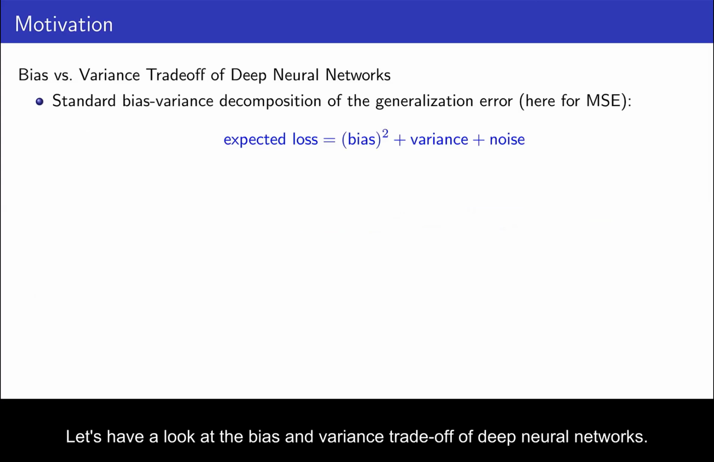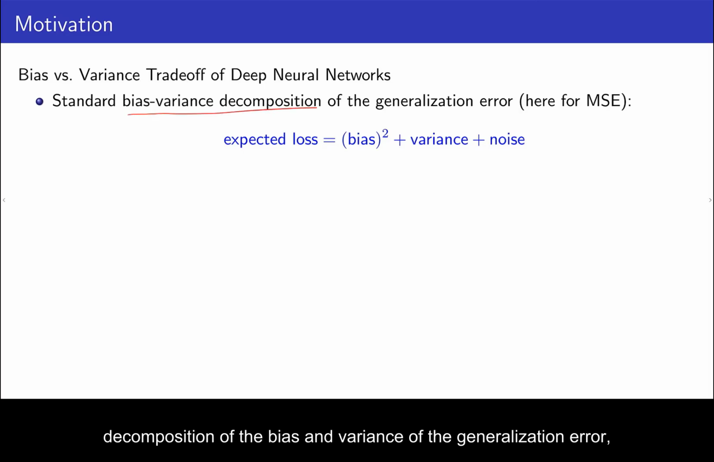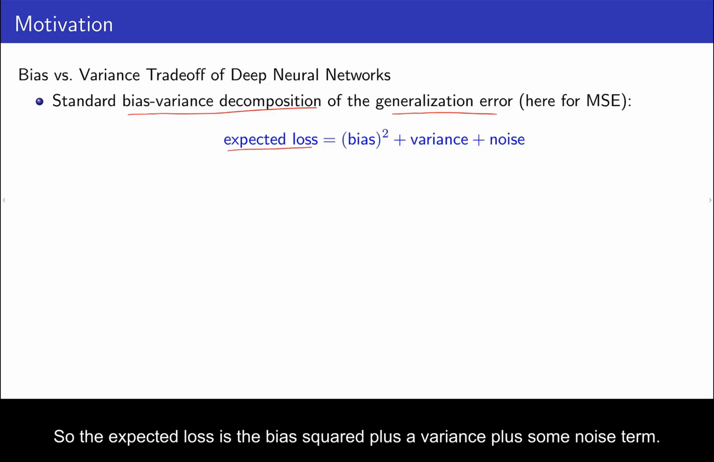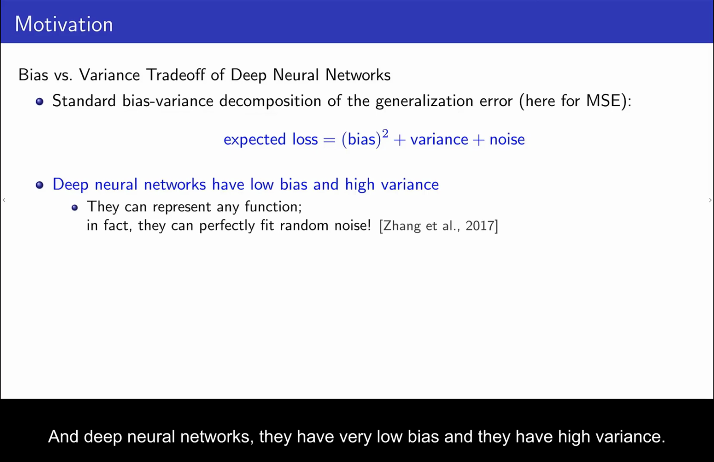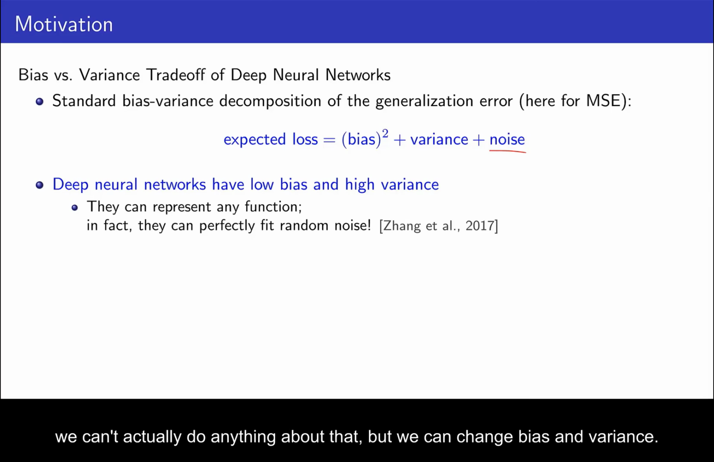Let's have a look at the bias and variance trade-off of deep neural networks. In a standard machine learning class, you would have seen a standard decomposition of the bias and variance of the generalization error, in this case for mean squared error, as follows. The expected loss is the bias squared plus a variance plus some noise term. The noise term, well, that's the noise of the data. We can't actually do anything about that, but we can change bias and variance.